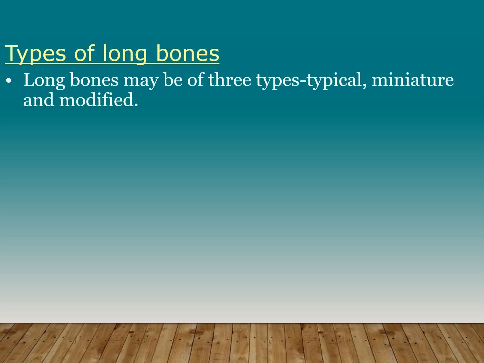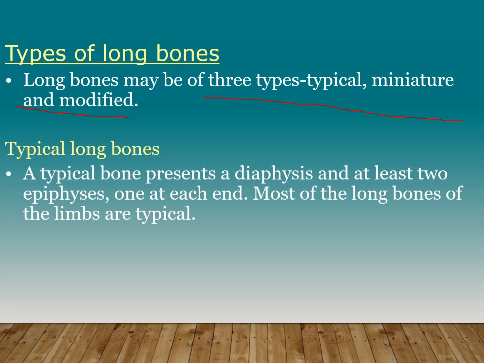So till now we have completed the types of the bones, parts of the growing bone, parts of the mature bone. In the parts of the growing bone we have seen epiphysis, metaphysis and diaphysis. Then we have seen the types of epiphysis. Now we will see types of long bones. Long bones are of three different types: typical, miniature and modified.